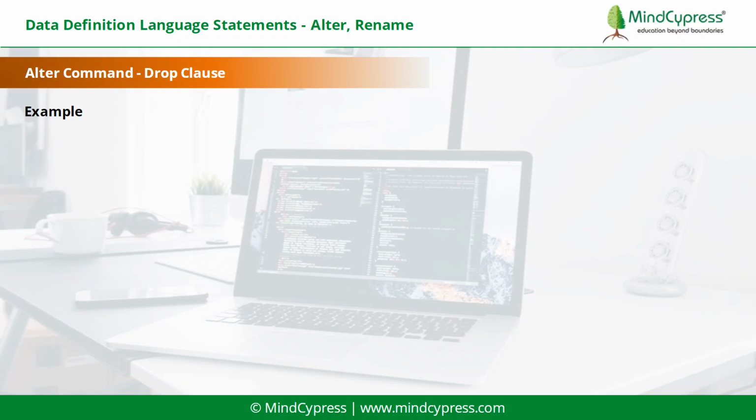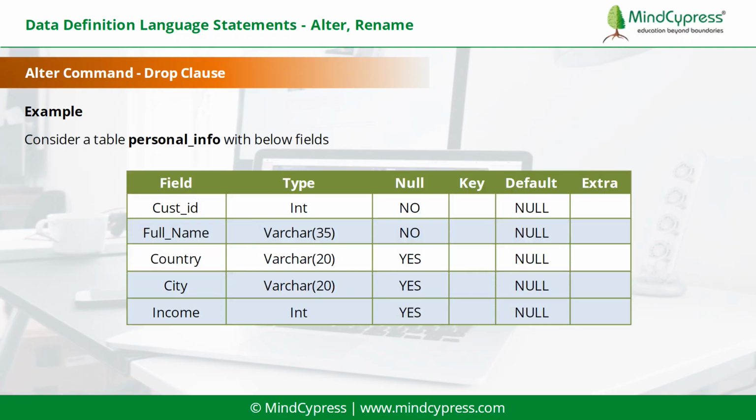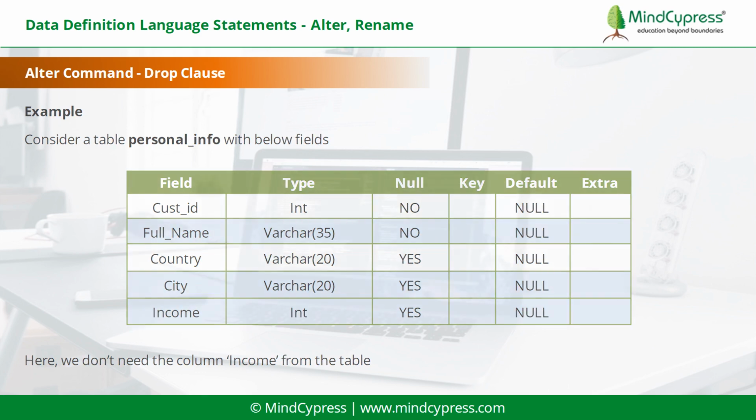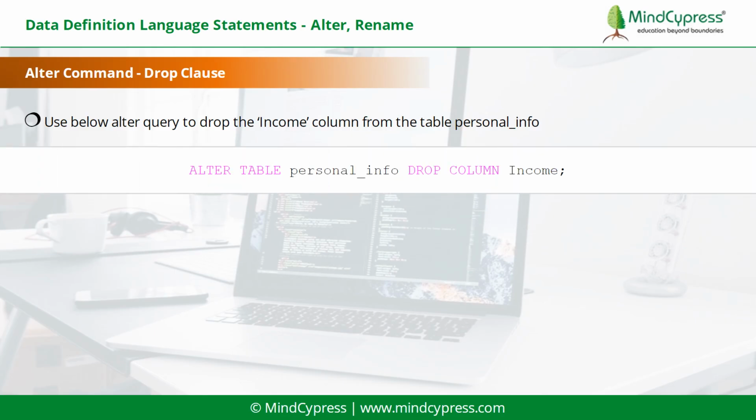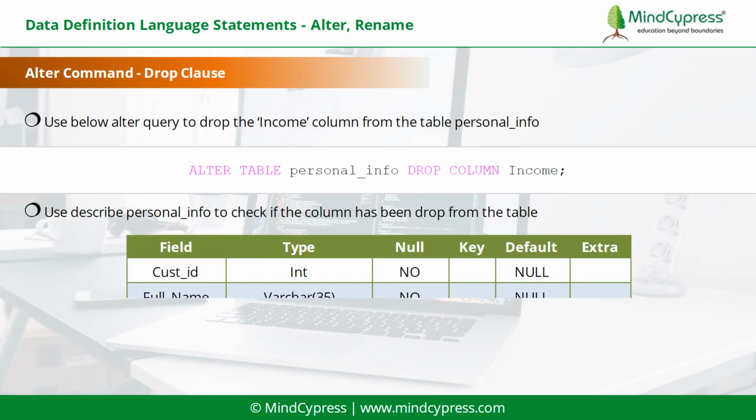Example. Consider a table personal info with the below fields. Here we don't need the column income from the table. Use the below alter query to drop the income column from the table personal info. Use describe personal info to check if the column has been dropped from the table.